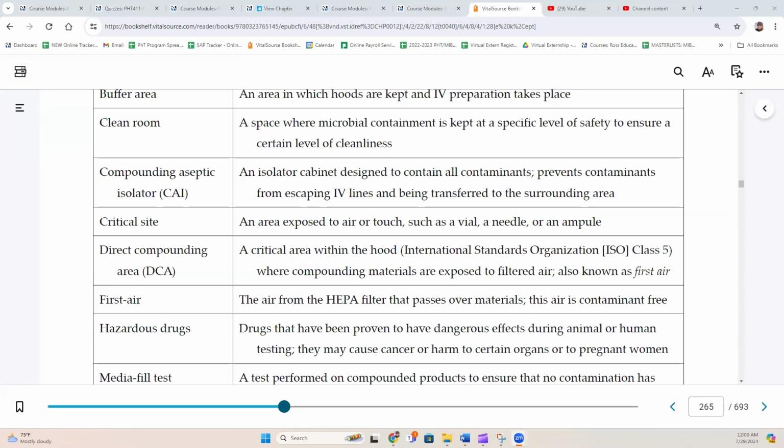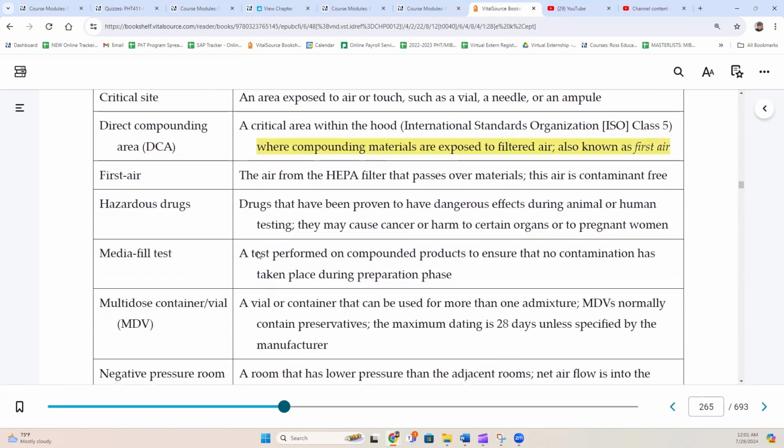The compounding aseptic isolator, an isolator cabinet designed to contain all contaminants. It prevents contaminants from escaping IV lines and being transferred to the surrounding area. The critical site, an area exposed to air or touch, such as a vial, a needle, or an ampule. The direct compounding area, a critical area within the hood where compounding materials are exposed to filtered air. This is also known as first air. First air, the air from the HEPA filter that passes over material. This air is contaminant free.